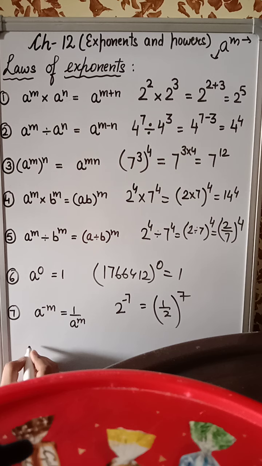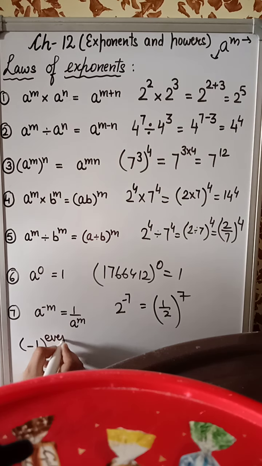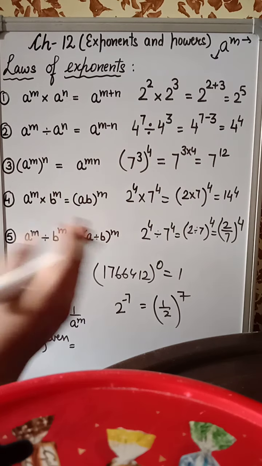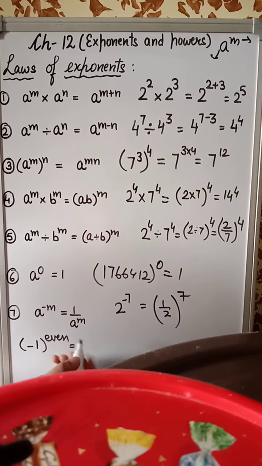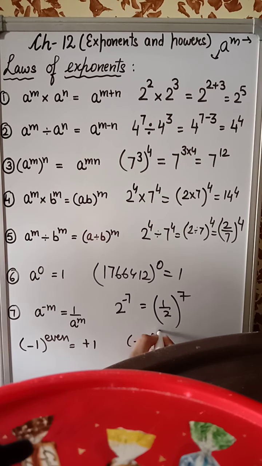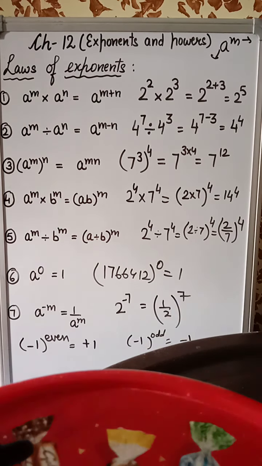Here I want to tell you one more thing. If it is minus 1 raised to power even number, any even number, 2, 4, 6, 8, 10, 22, 78, any number, then it will become plus 1. And if it is minus 1 raised to power odd number, right? So it will become minus 1, right? I hope it is clear to everyone.